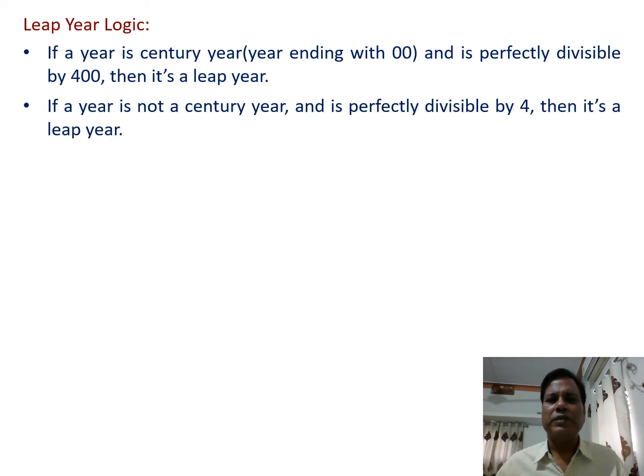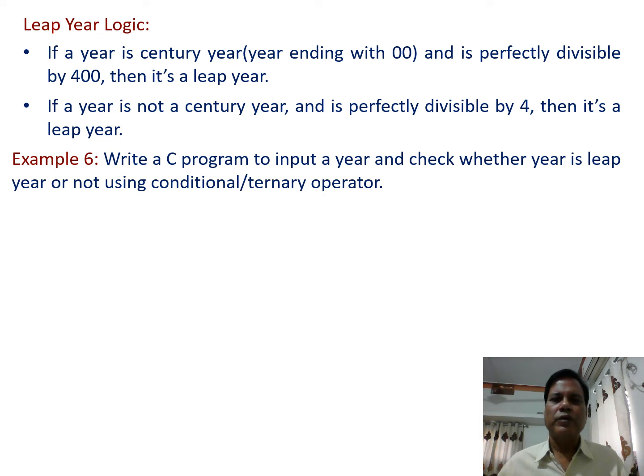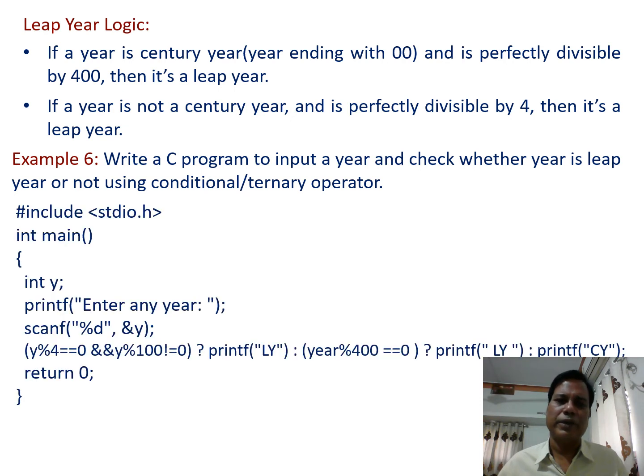In the second condition, if a year is not a century year and is perfectly divisible by 4, then it's a leap year. So in both ways, a year may be a leap year. These conditions are included in the conditional operator. So in example 6, we have to write a C program to input a year and check whether the year is a leap year or not using the conditional or ternary operator.